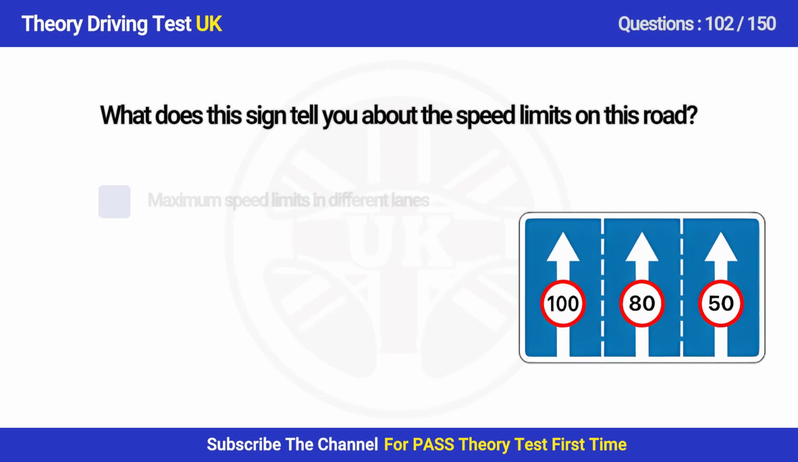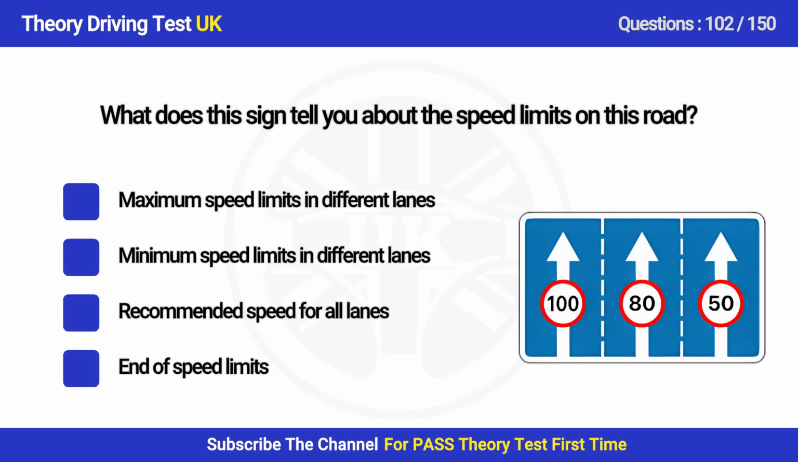Question 102. What does this sign tell you about the speed limits on this road? A. Maximum speed limits in different lanes. B. Minimum speed limits in different lanes. C. Recommended speed for all lanes. D. End of speed limits.